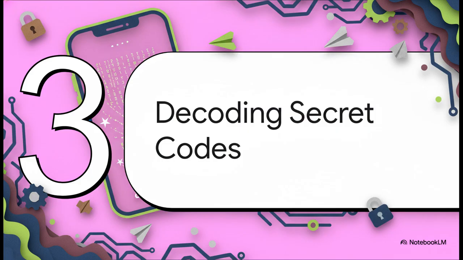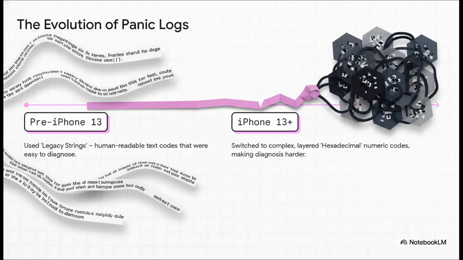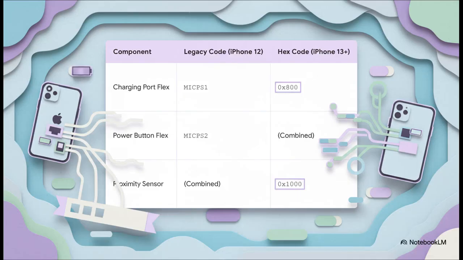Okay, so if you did open one of those logs, you probably noticed it's not exactly written in plain English. It's full of these cryptic codes. And believe it or not, these codes have a pretty interesting history of their own. See, before the iPhone 13, things were way simpler. The codes were these text-based legacy strings that a technician could look at and pretty much immediately understand. But now, Apple switched to these super complex, layered hexadecimal codes with the newer models, which has turned diagnostics into a serious puzzle. Just look at this table to see what I mean.